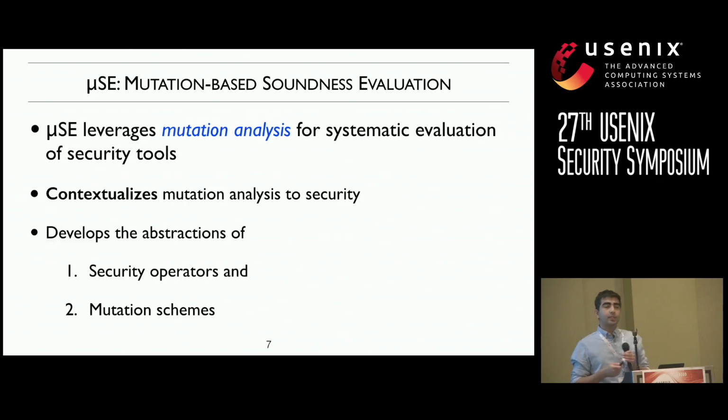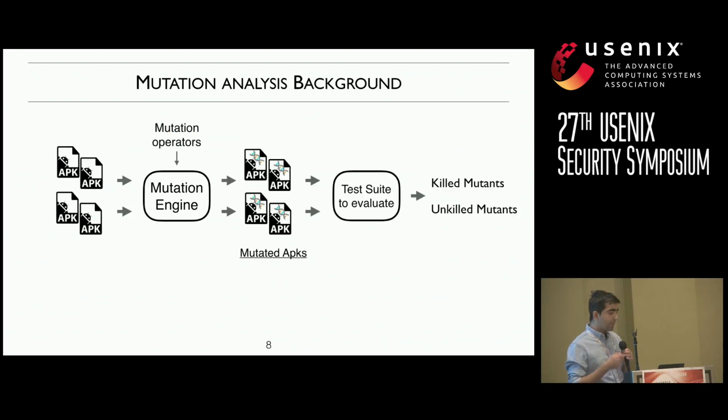Let's first briefly discuss mutation analysis. Mutation analysis consists of a mutation engine, which takes applications as input and makes small, specific, and strategic changes to it, and generates a set of mutants of that application. Those small changes are the mutation operators, which represent flaws, faults that test suites are designed to catch. So the test suite is run against these mutants.